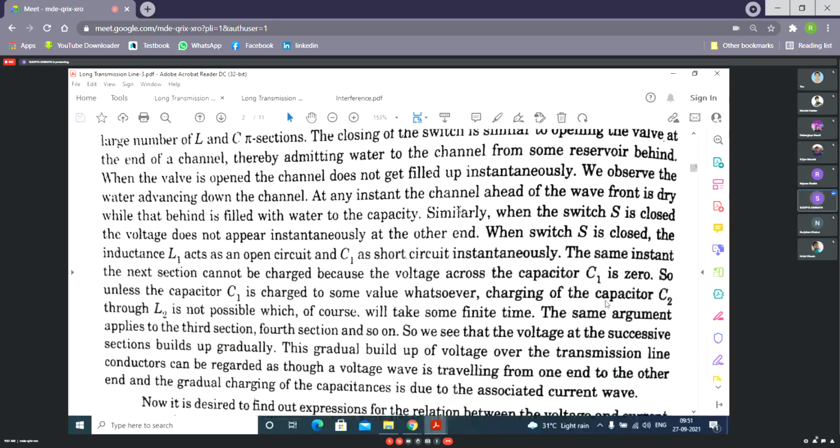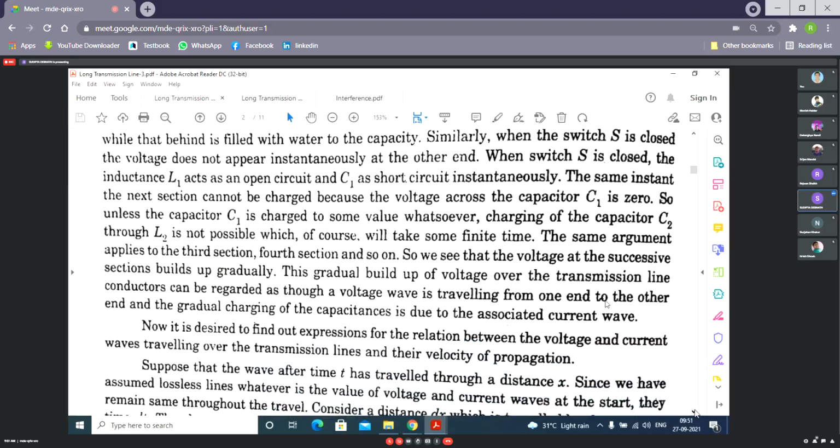See, when the switch S is closed, the inductance acts as an open circuit and C1 acts as a short circuit instantaneously. At the same instant, the next section cannot be charged because the voltage across capacitor C1 is 0. Unless capacitor C1 is charged to some value, charging of capacitor C2 through L2 is not possible, which of course will take some time. Now we will calculate the time taken by the traveling wave for transmission.